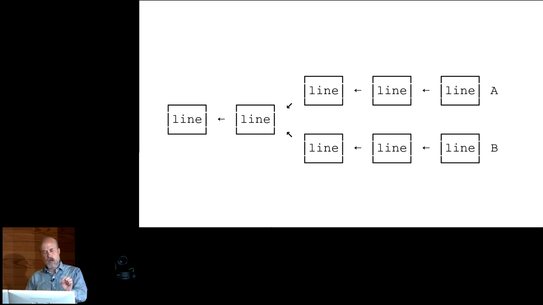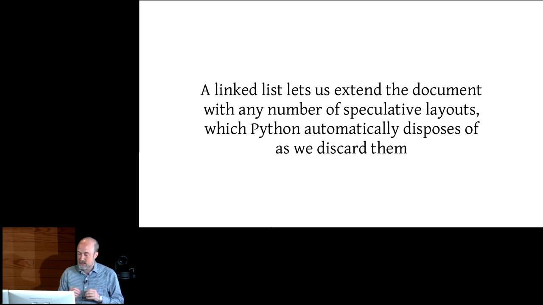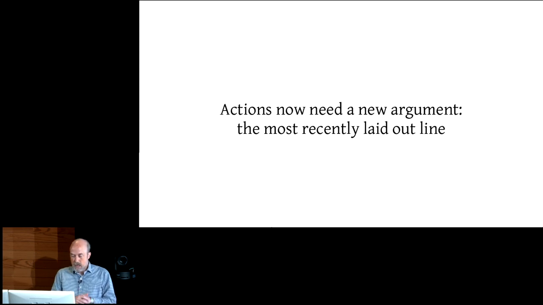When I need to stop and make a decision, I can run a paragraph's layout one way, look at those lines, run it another way, and the two possible futures for my document automatically share as storage all the previous document without my having to store it twice, because they both share a reference to it. A linked list lets us extend the document with any number of speculative layouts, which Python automatically disposes of as we discard them. Actions, okay, are now going to need a new argument.